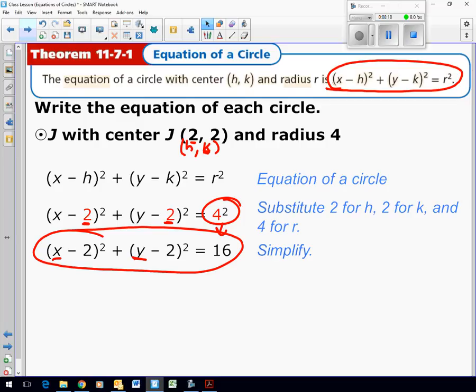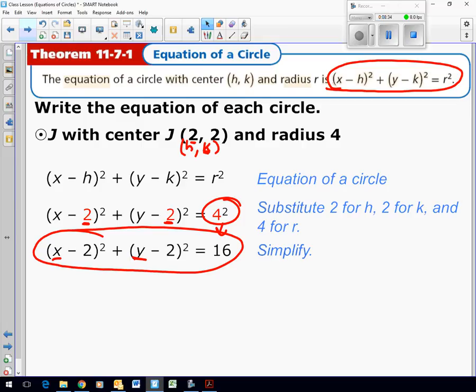No. The radius is 4, the diameter is 8. Okay? These are good questions though, alright? It can be a little weird for today. Your homework tonight might be a little weird. I'm going to give you a couple days to get it done.